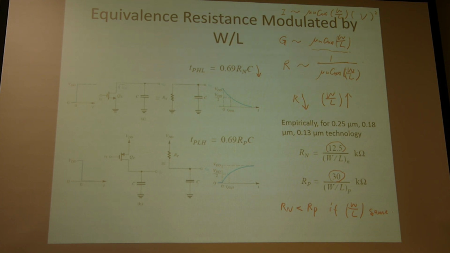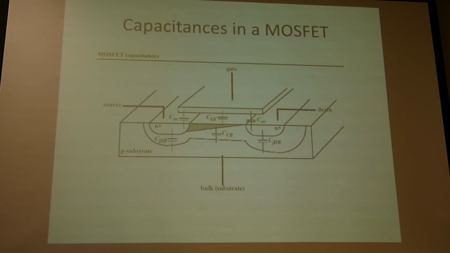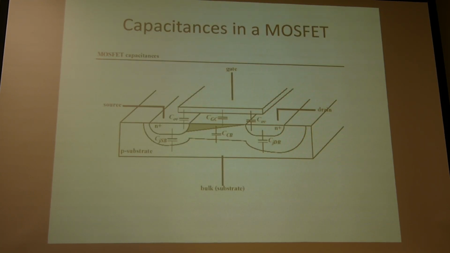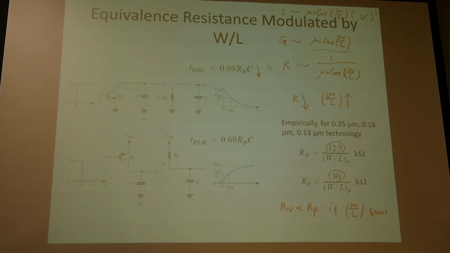Any questions on this RC equivalence? So this is simpler than the first method, but not as accurate as the first method. All right, so let's look at the capacitance in the MOSFET. So here we talk about the RC, right? The R is given by the conductance or the current. So this C, where does this C come from?